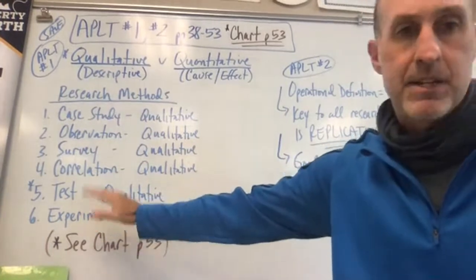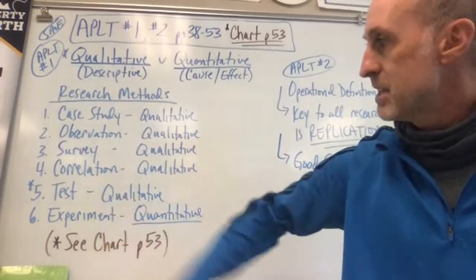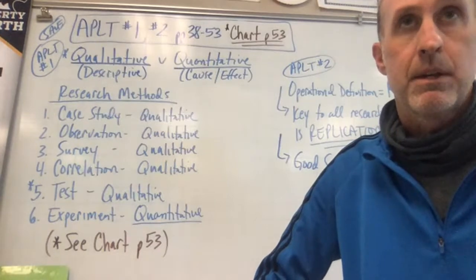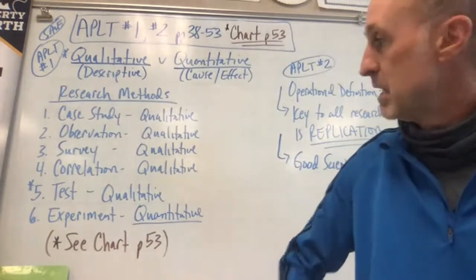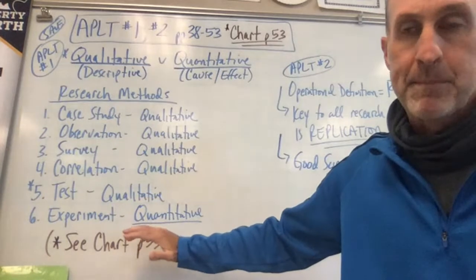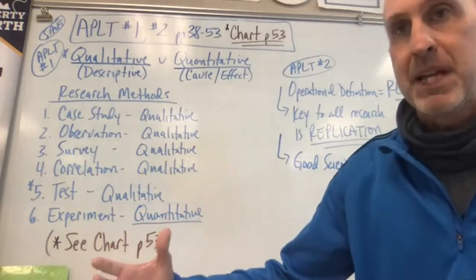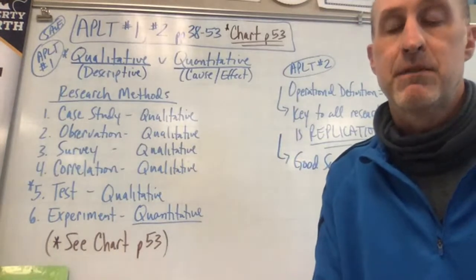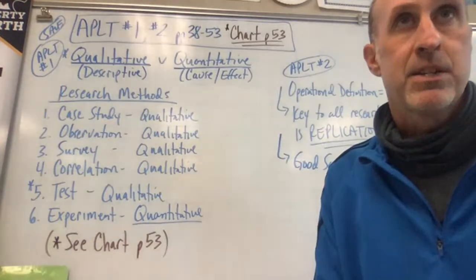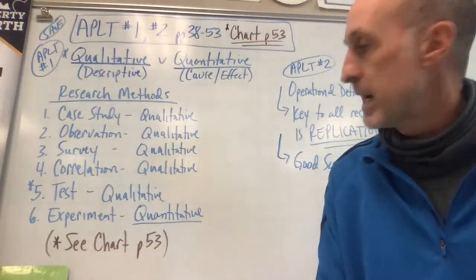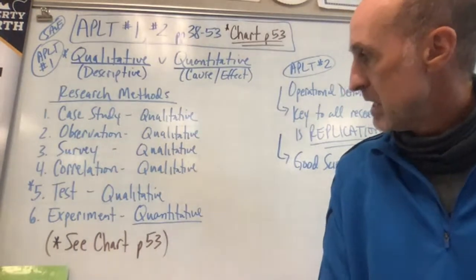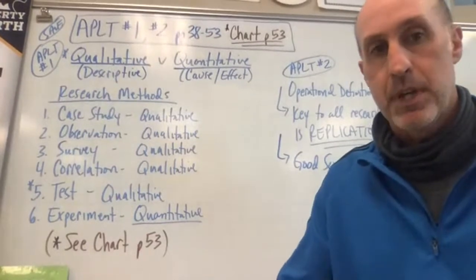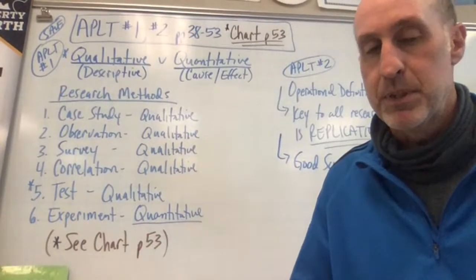Number 5 is test. This is not in your book. I've added this because I think that tests are used a lot in behavioral science. A test is basically an experiment, but there are no control variables. So it looks like a complex procedure. We did a test when we tested for spatial reasoning, and we'll do a test when we test for memory on Thursday and Friday. Basically, a test has one or multiple independent variables and then the dependent variable, but there is no control.